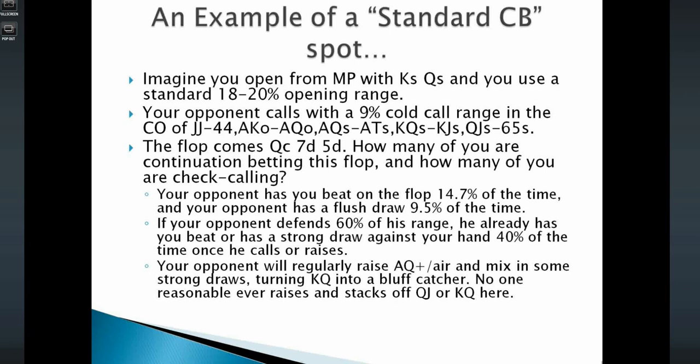No one reasonable ever raises and stacks off queen-jack or king-queen here. So if you are c-betting this spot, you probably know when you get raised here, you're quite unhappy about it. You're out of position, there's a lot of draw on the board, and your opponent's never really raising anything worse, so you're just stuck with a bluff catcher. He also has a pretty wide range that he can raise for value that beats your king-queen, because it's very common for a player to raise ace-queen or better here, which makes up quite a lot of combos. So just think about this as we approach the next slides. Why are you c-betting here on this board?